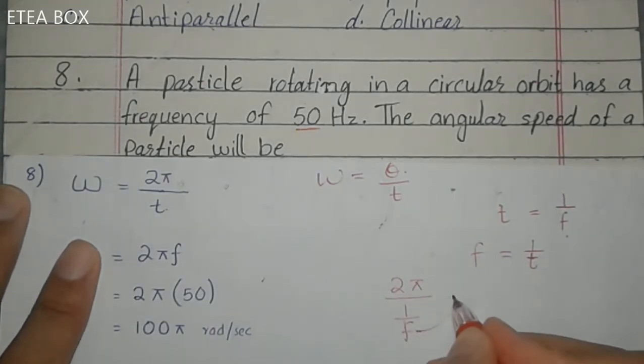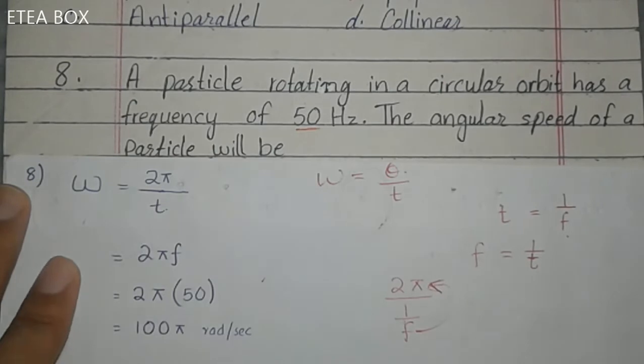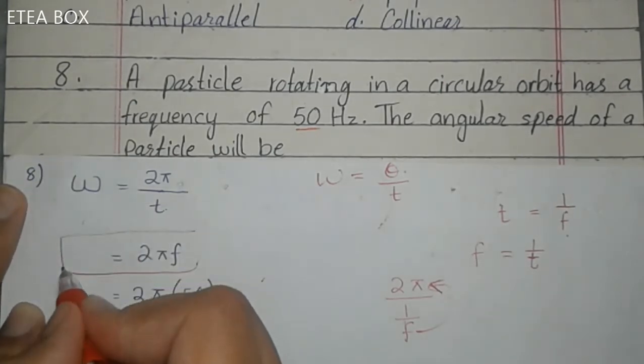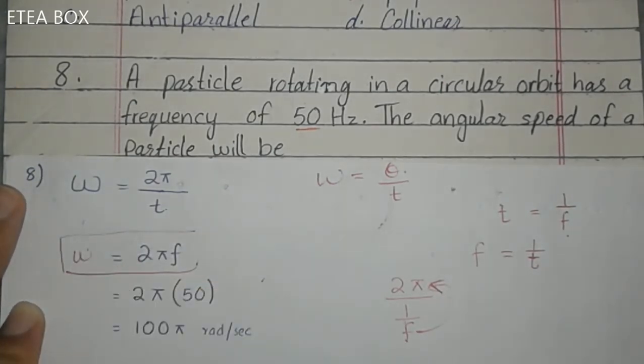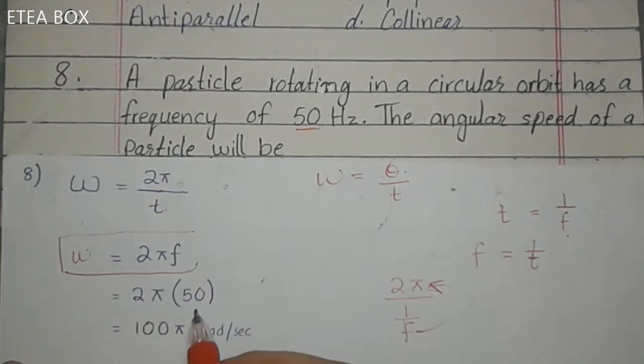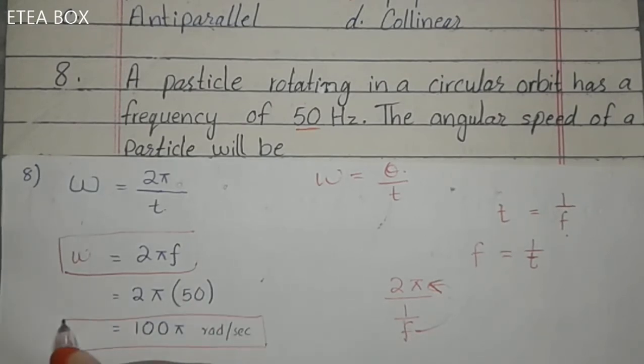Now, bring this f up here. Now it will become this. The angular speed of a particle will be 2 pi f. Now, put the values. 2 pi is equal to 2 pi and f is 50 Hz. Now multiply 50 with 2, then we will get the answer of 100 pi radian per second. This one is the answer.